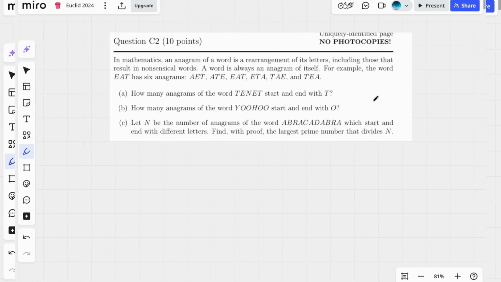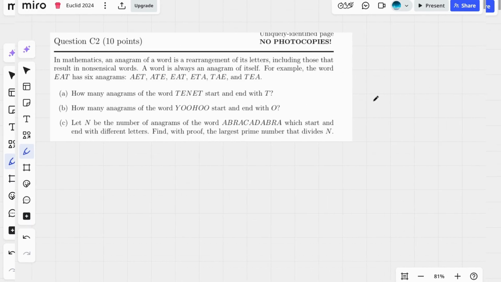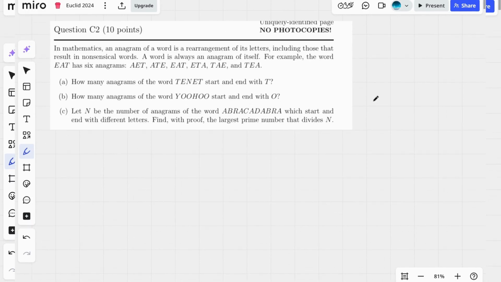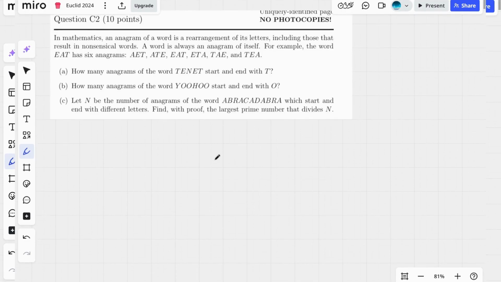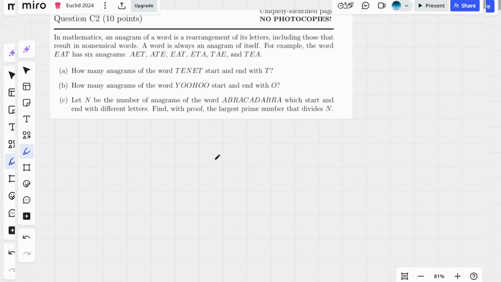Moving on to C2. In mathematics, an anagram of a word is a rearrangement of its letters, including those that result in nonsensical words. So part A, how many anagrams of the word tenet start and end with T? So we know that it has to start and end with T, so it's T, and then you have 3 spaces, and then the other T.